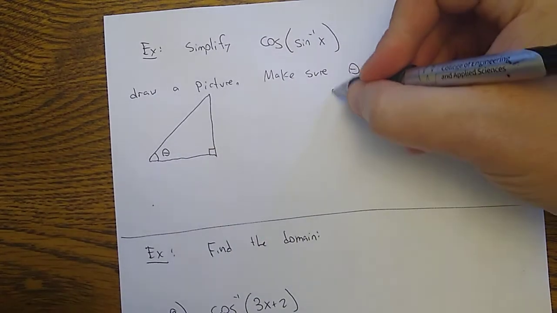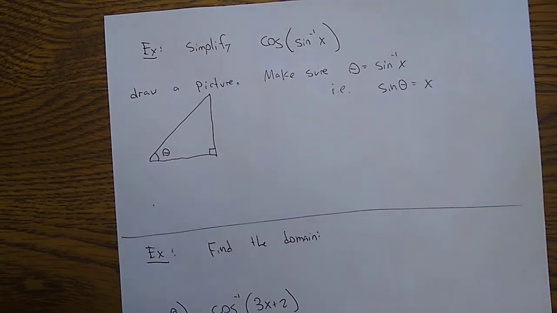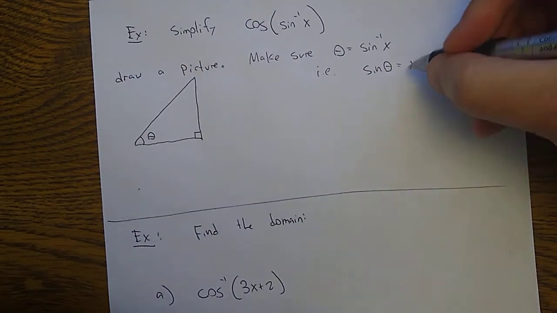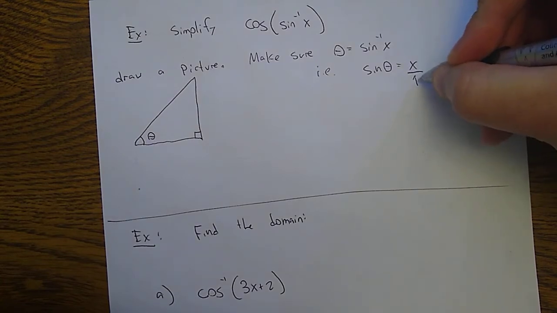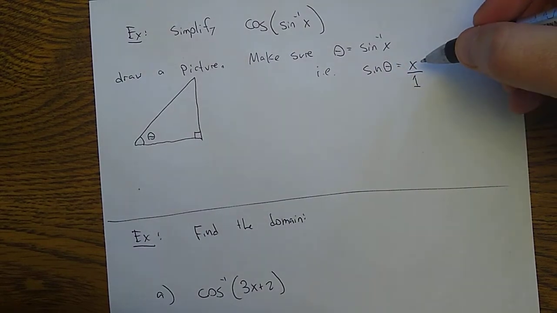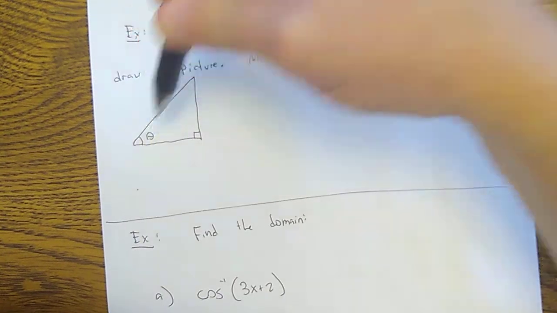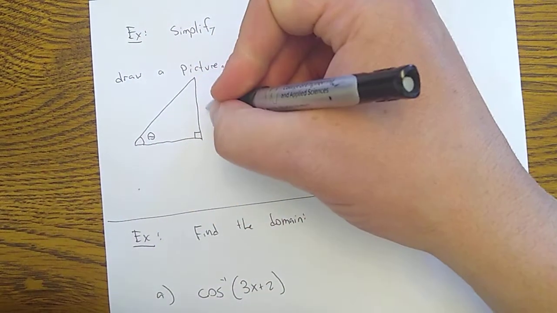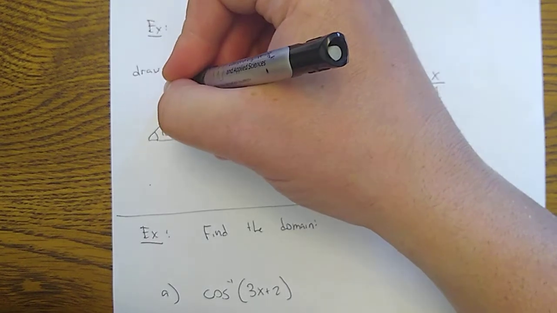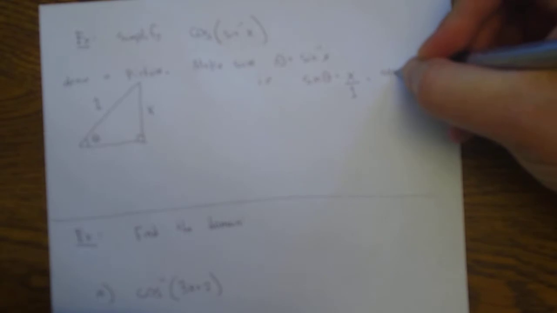In other words, I'm going to make sure that sine of theta is x. And let me do something a little bit funny looking: x over 1. I'm doing that because sine is opposite over hypotenuse. So if I want the sine of theta to be x over 1, then I'm going to make the opposite x and the hypotenuse 1. Opposite over hypotenuse.